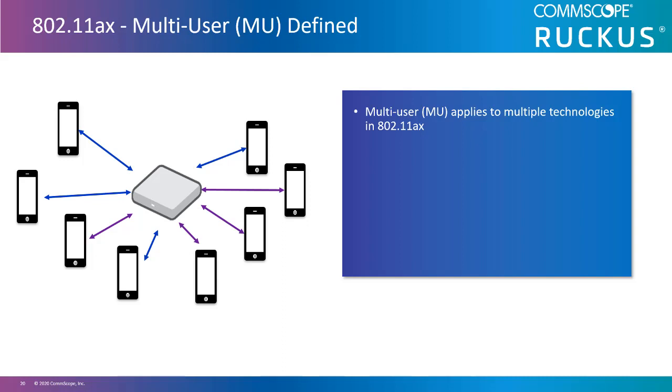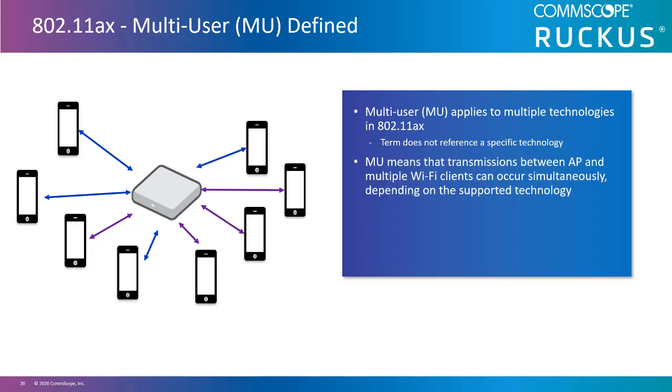Multi-user applies to multiple technologies in 802.11ax. So it's important to understand that the term multi-user does not reference a specific technology such as multi-user MIMO. It means that the transmissions between an AP and multiple Wi-Fi clients can occur simultaneously, depending on the supported technology. 802.11ax defines the use of multi-user orthogonal frequency division multiple access, or multi-user OFDMA, and multi-user multiple-input multiple-output, or multi-user MIMO technologies.